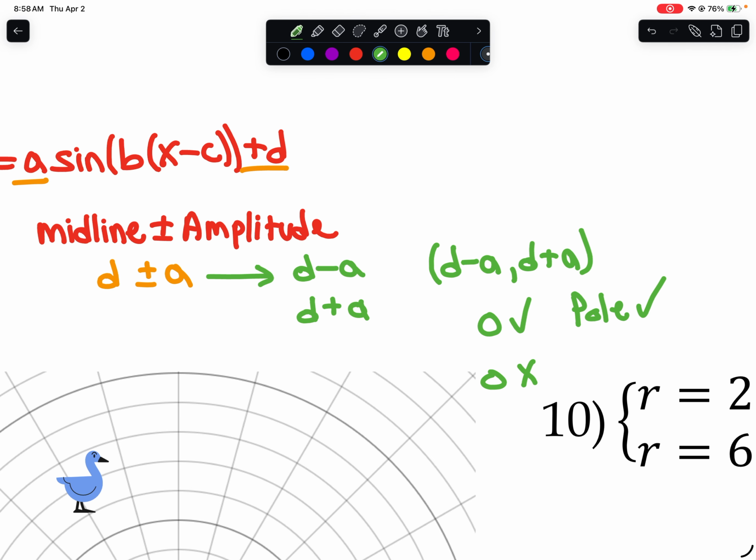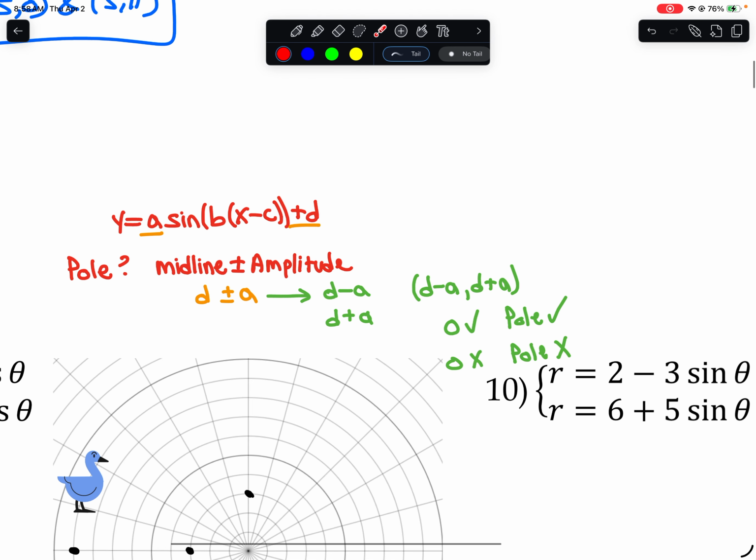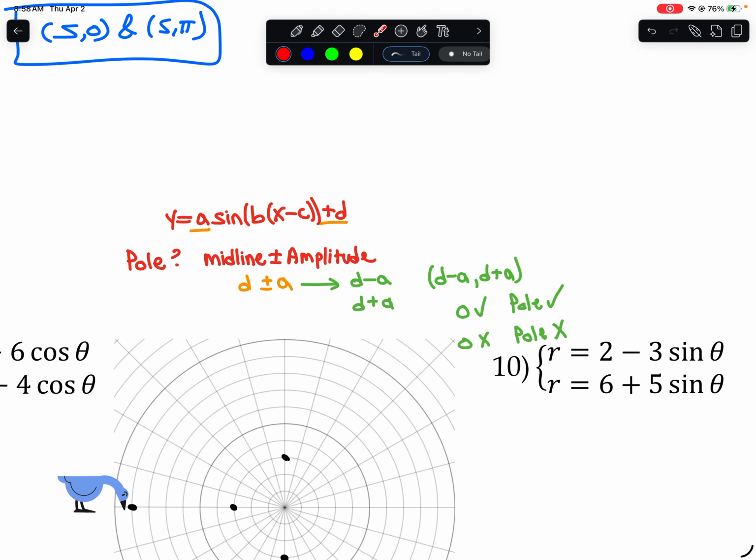If 0 is not in that interval, that means the equation does not pass through the pole. So we're going to check to see if 0 is included.